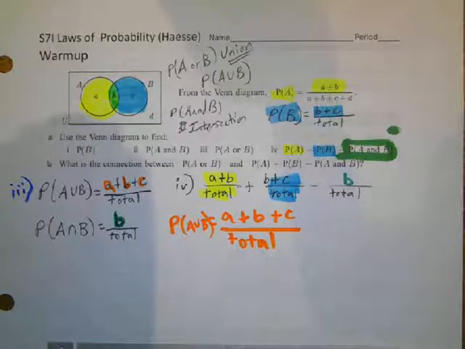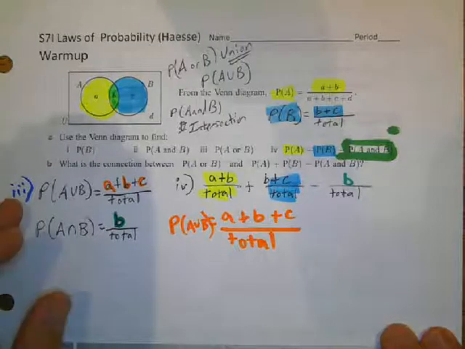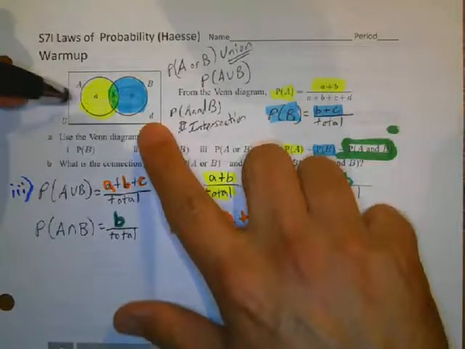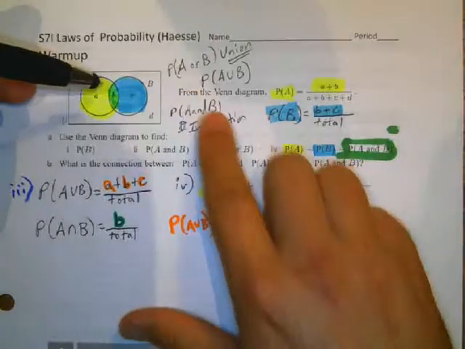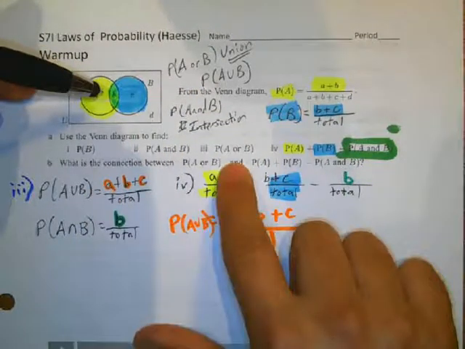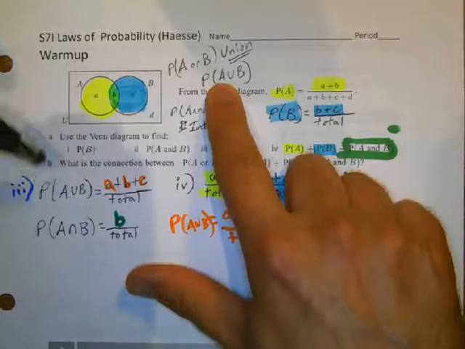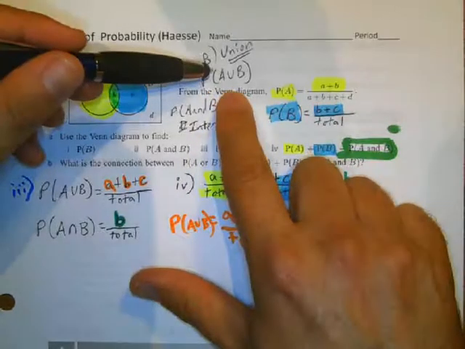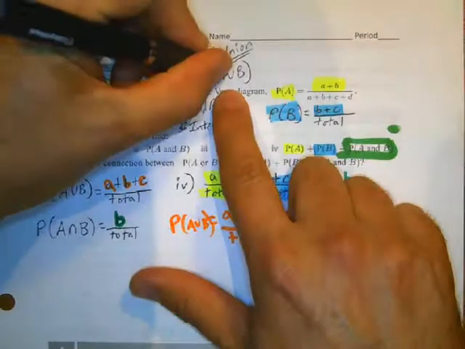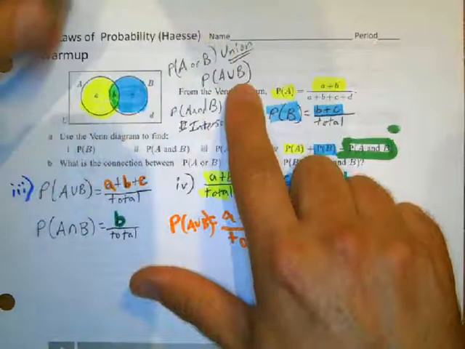All right, we're going to talk about laws of probability. So here we have a Venn diagram, and whenever you see the word "or," that means we're going to be dealing with union. Union can be written with the letter U, so A union B.